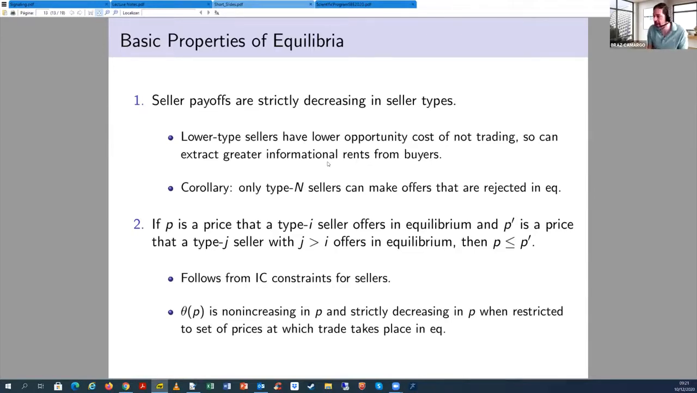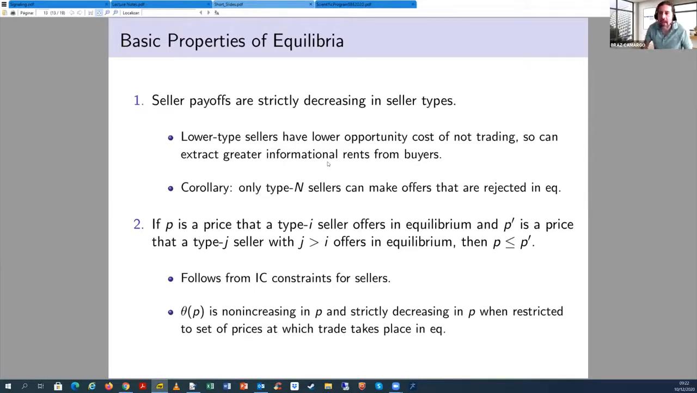The second property, which follows as a rather straightforward consequence of incentive compatibility, is that if I look at a price P that a type I seller posts in equilibrium and a price P prime that a higher type, a type J seller, posts in equilibrium, it has to be that the higher type of seller always posts a price P prime that is not smaller than the price that a lower type of seller posts. Okay, so I have this monotonicity property of prices.